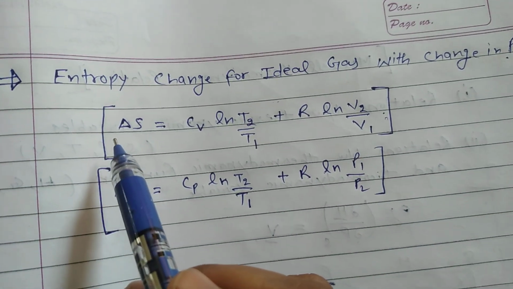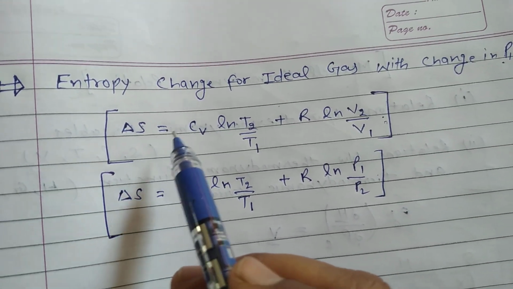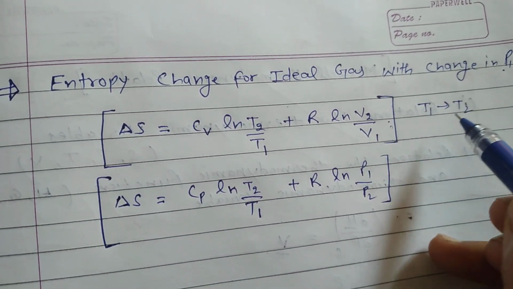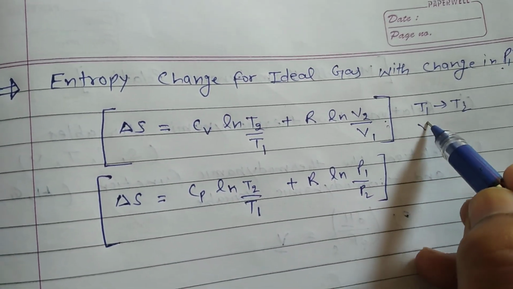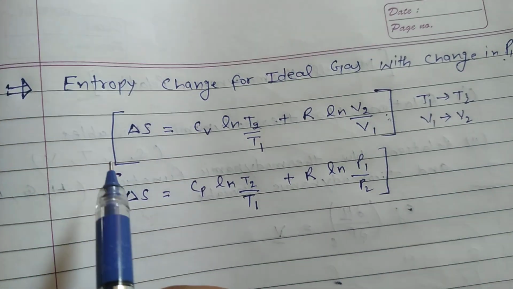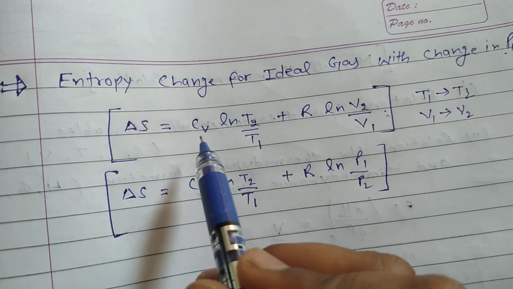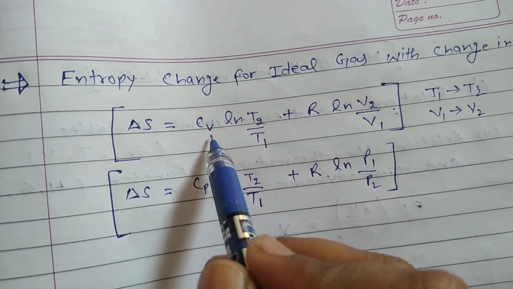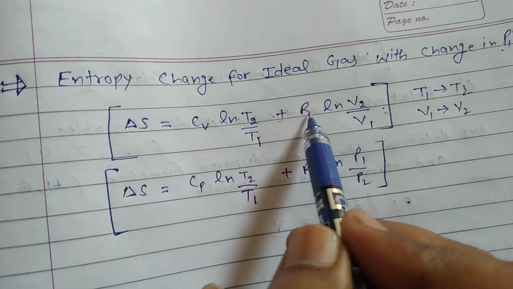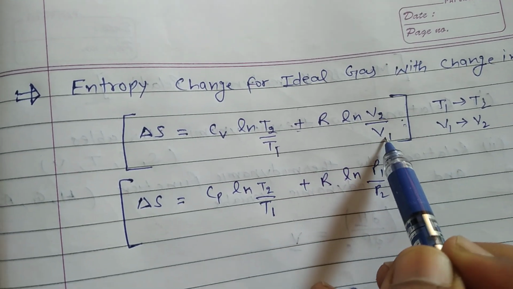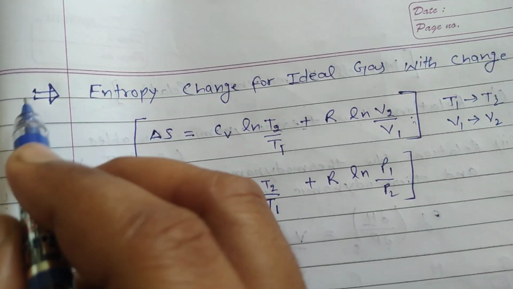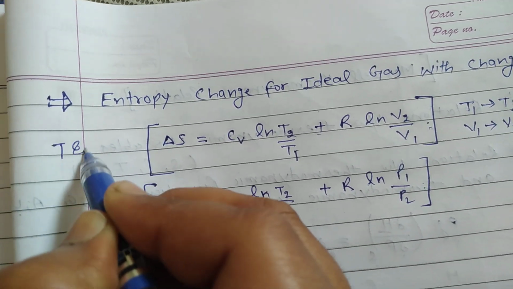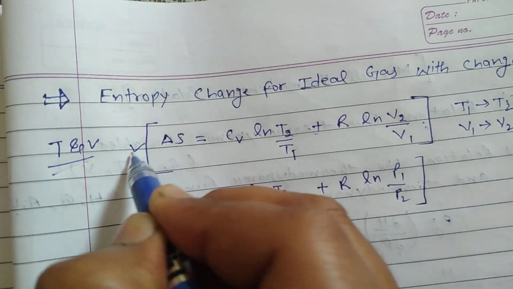The first expression tells us the change in entropy when we are changing our temperature from T1 to T2, and when we are changing our volume from V1 to V2. This expression is delta S is equal to Cv, which is the specific heat at constant volume, ln T2 by T1 plus R ln V2 by V1. This formula is used when we are changing temperature and volume.